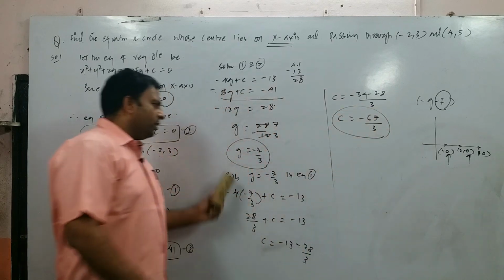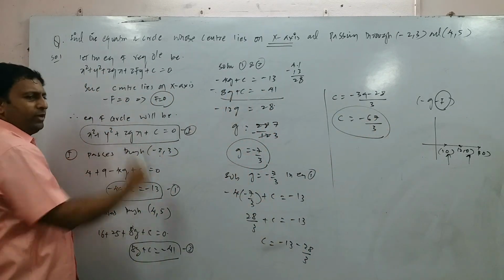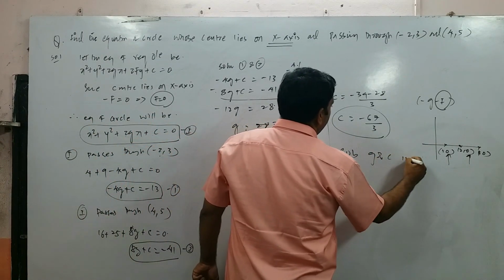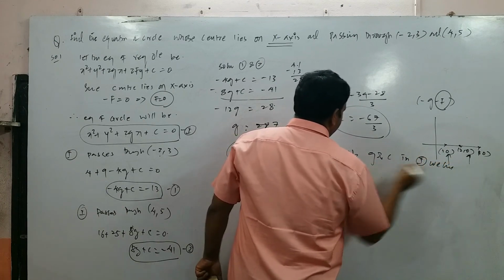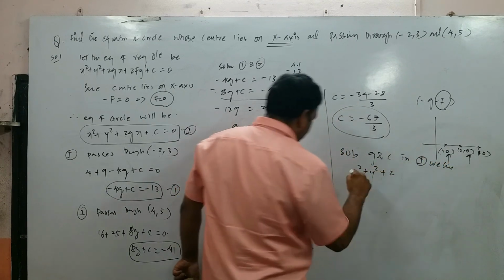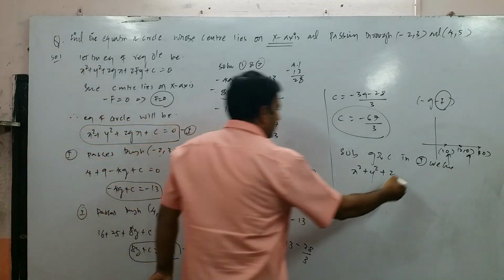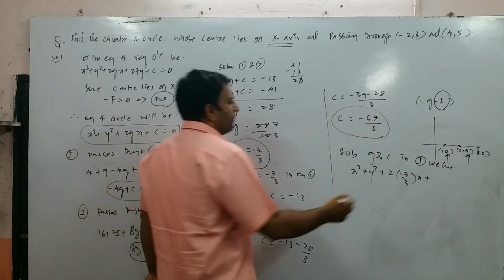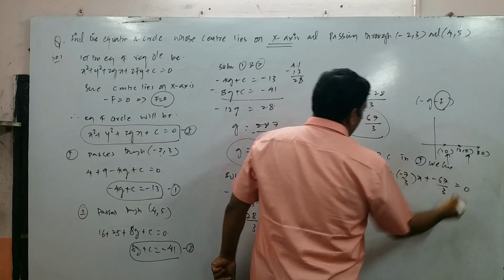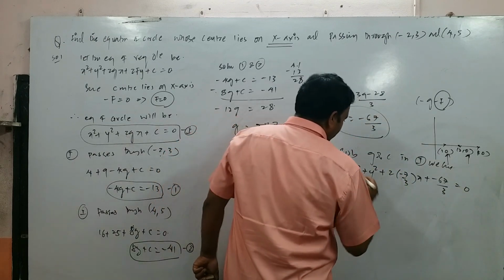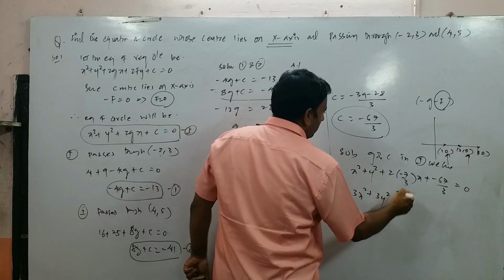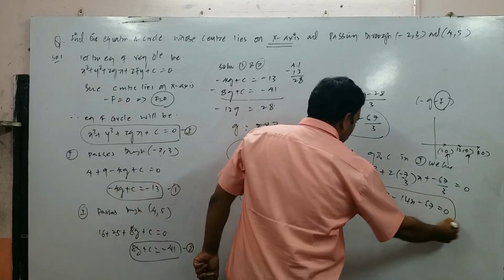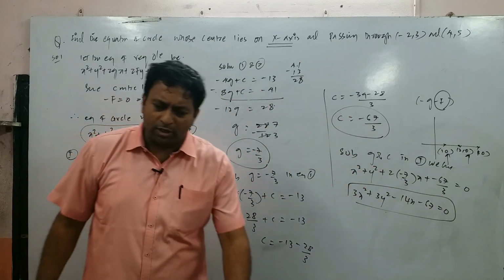You know the c value, you know the g value, and you already have the f value. So substituting g and c in I, we have x square plus y square plus 2gx, where g is minus 7 by 3, into x, plus f is not there, plus c, which is minus 67 by 3, is equal to 0. You can leave it there or take the LCM. When you take the LCM, it is 3x square plus 3y square minus 14x minus 67, and this 3 will go to the right hand side and become 0, equal to 0, is the required equation of the circle.